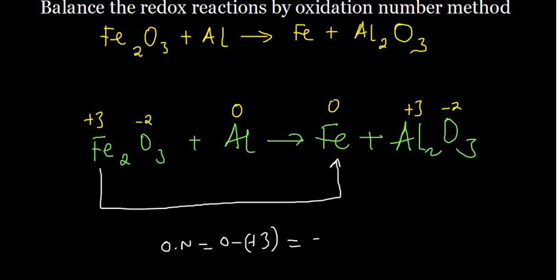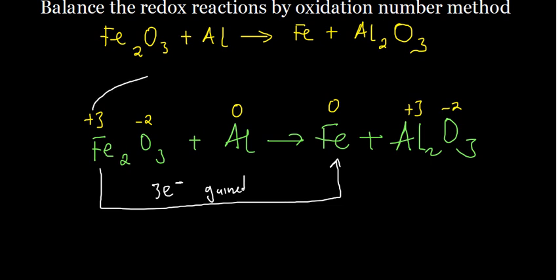Remember we said if you find a negative change in oxidation number, then that is what? So 3 electrons, okay? 3 electrons have been gained because the oxidation number is reducing from +3 to 0. And when the oxidation number is reducing, that is reduction, and reduction is gain. So 3 electrons have been gained.